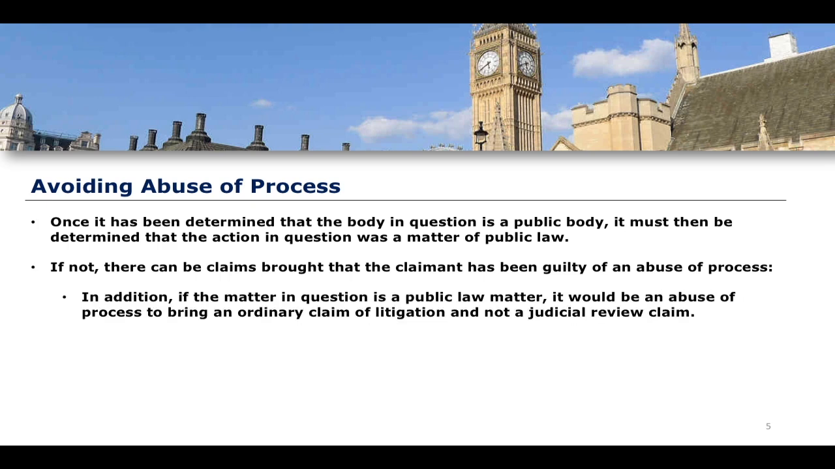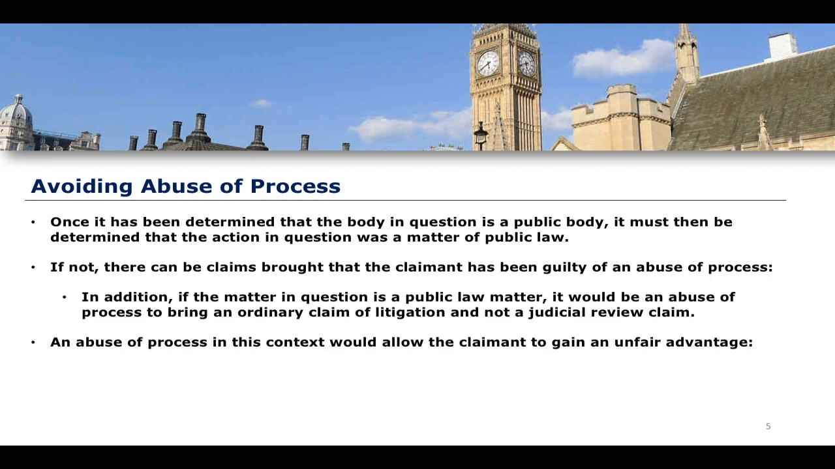In addition to this, if the matter in question is a matter of public law, and if the body in question is a public body, then it would also be an abuse of process to bring an ordinary claim of litigation and not a specific judicial review claim. So if it has been determined that it is a public body, and that the matter in question was a matter of public law, but instead of bringing a claim in judicial review, we decide to bring an ordinary claim in civil litigation, this will also be considered to be an abuse of process.